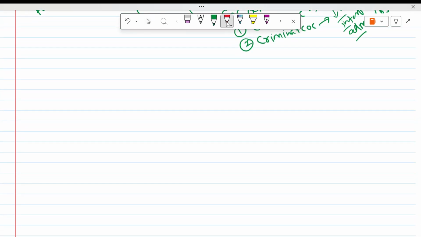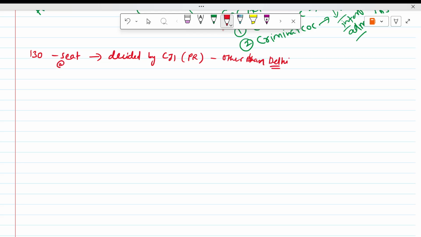Now you come to Article 130, seat of the Supreme Court. This is decided by the CJI with the approval of the President. At present the seat is at Delhi. If you have to put some other bench anywhere other than Delhi, then it is decided by the CJI with the approval of the President.